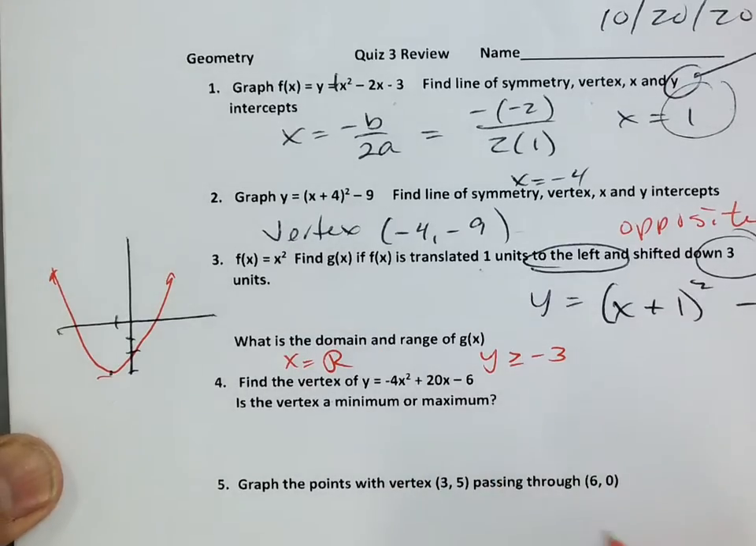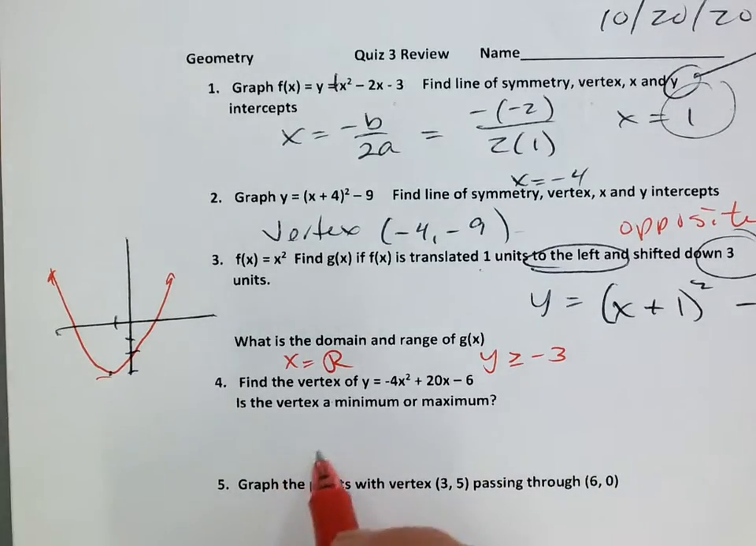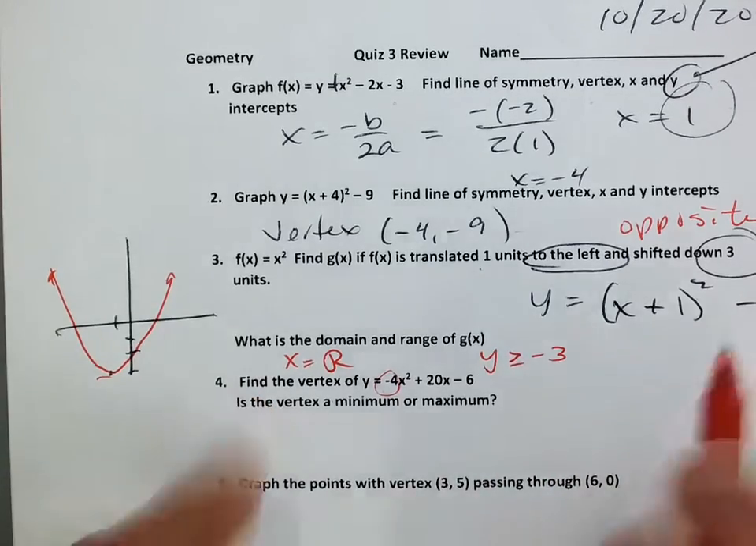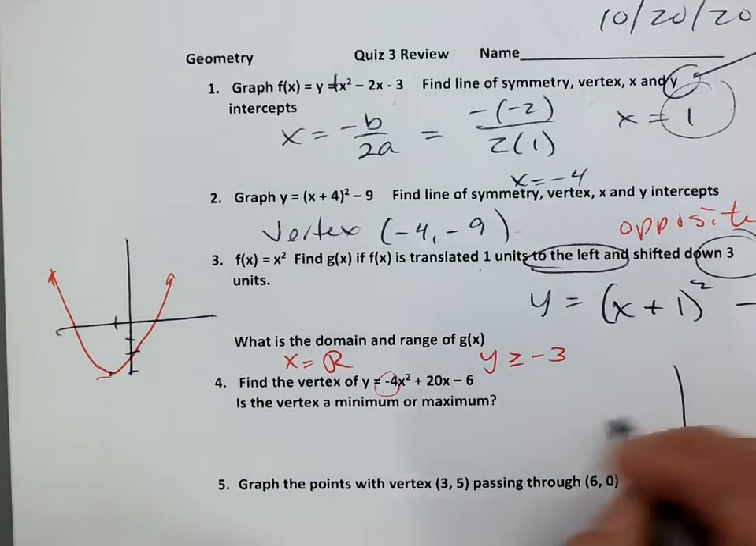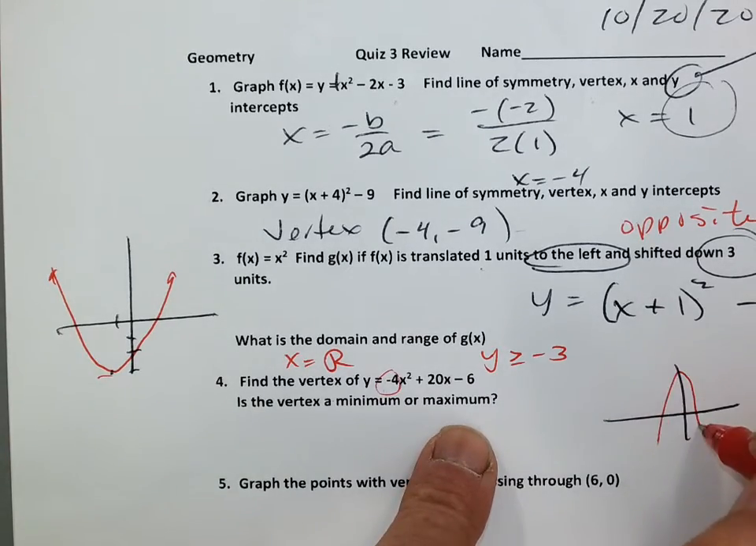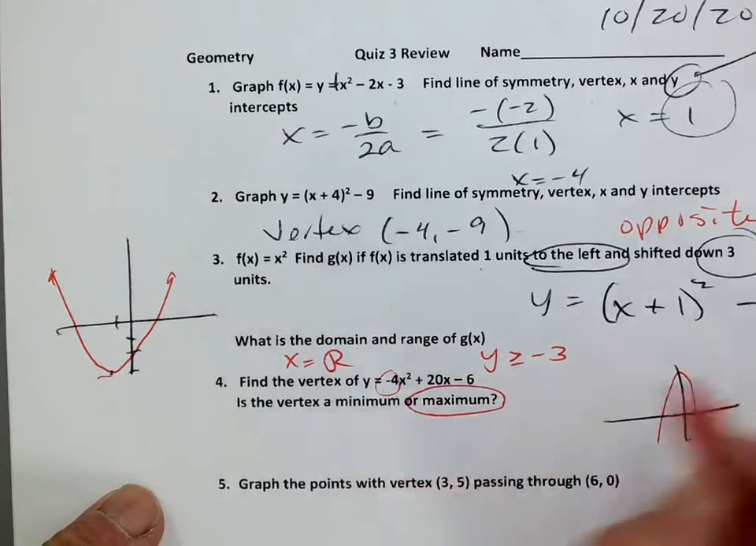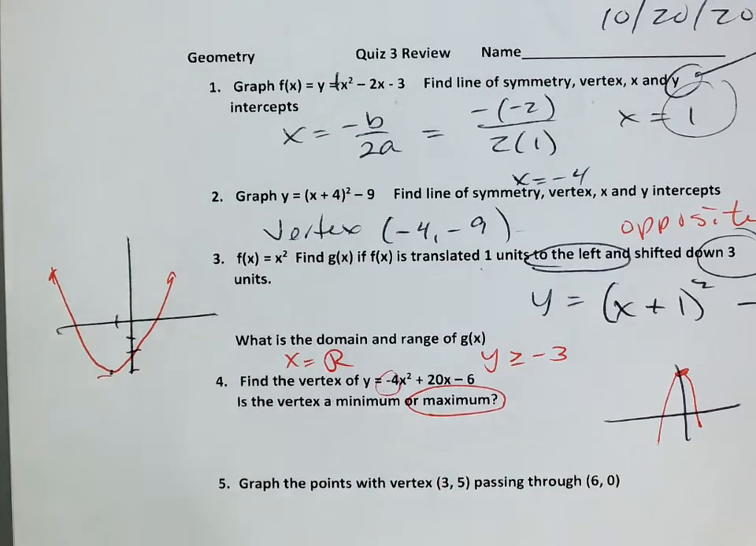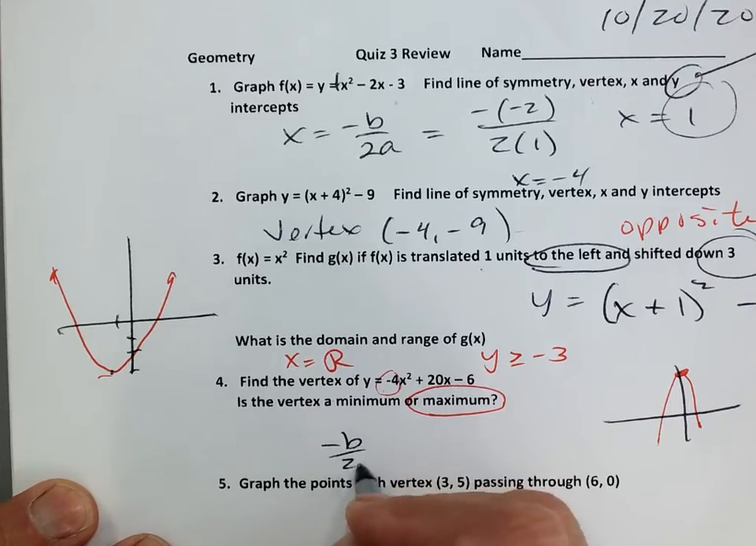Okay, 4. Obviously, it's got a negative here. So when I do graph this one on 4, it's going to be upside down or a frowny face. Okay, so it's going to look something like this. So therefore, that's a maximum point. To find the vertex, you can use your negative b over 2a or just use Desmos. Negative b over 2a will work.